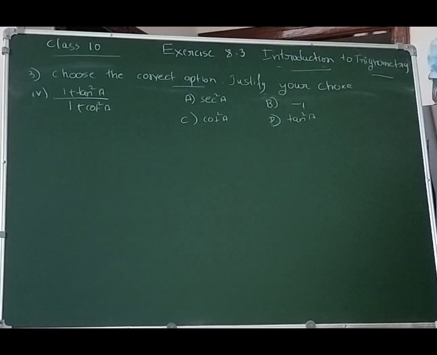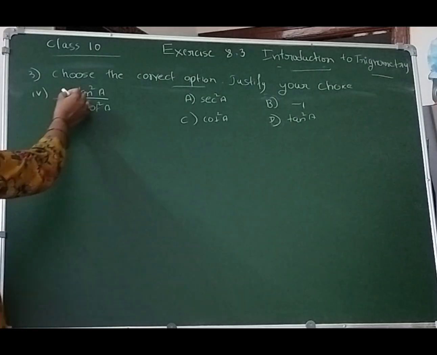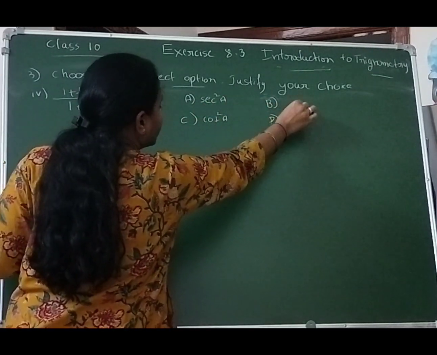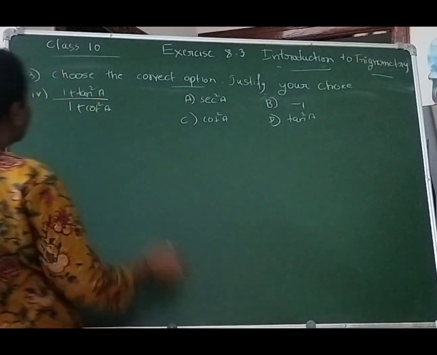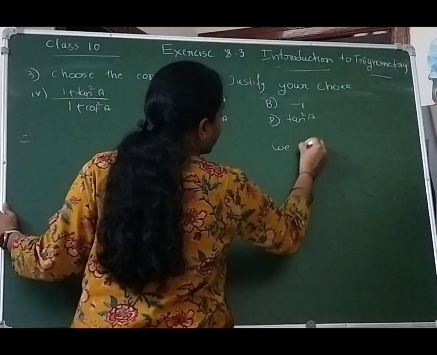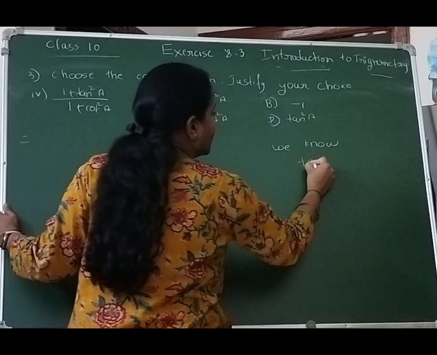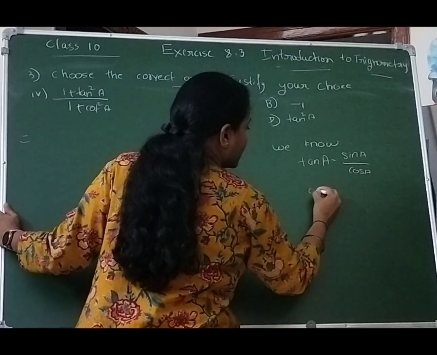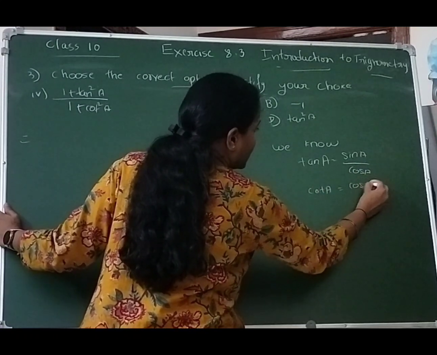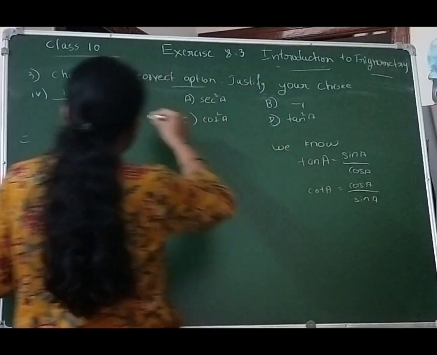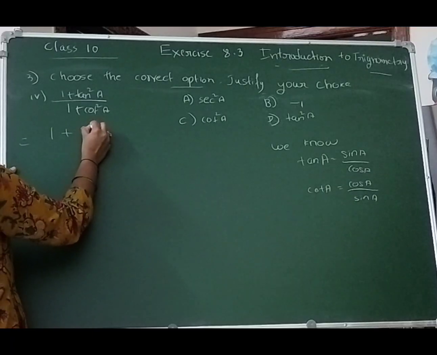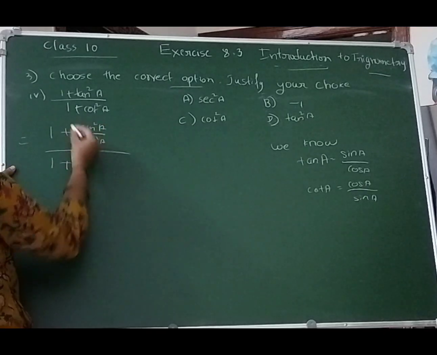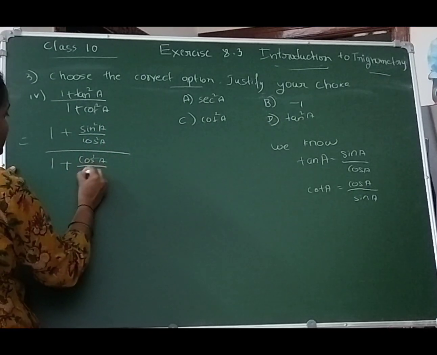Next, we'll move to the next question: 1 plus tan square A divided by 1 plus cot square A. The answers are secant square A minus 1, C cot square A and D tan square A. So we know tan A is the ratio of sin A and cos A. Similarly, cot A is the ratio of cos A and sin A. So the expression reduces to 1 plus sin square A by cos square A divided by 1 plus cos square A divided by sin square A.